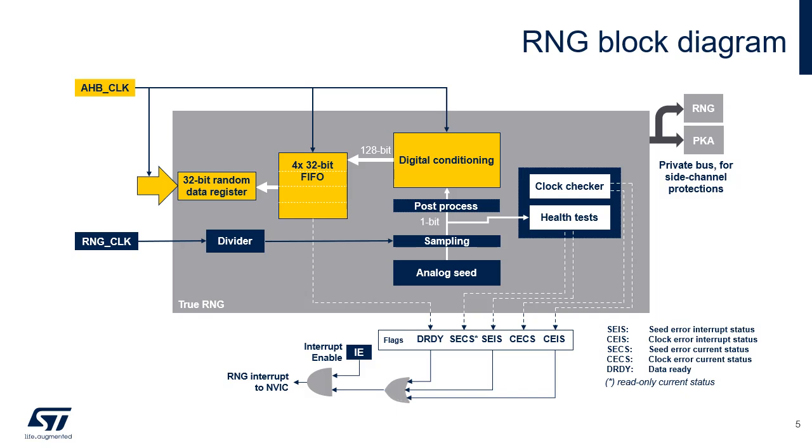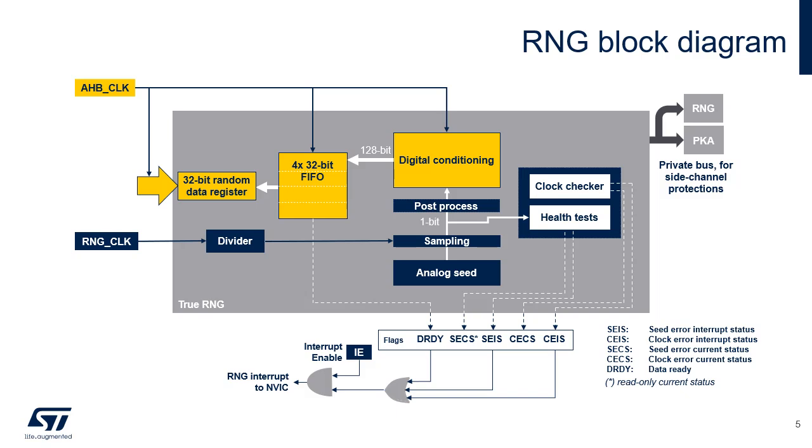This RNG block diagram explains how the peripheral generates random numbers in accordance with the NIST SP800-90B specification. RNG has two clock domains, one for the sampling of the analog source of entropy and one for the conditioning of those raw samples and retrieval via the AHB bus. An additional private bus has been added to initialize side-channel protections in the RNG and PKA peripherals. The RNG kernel clock has a dedicated divider inside the module.